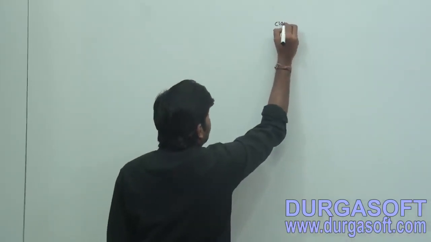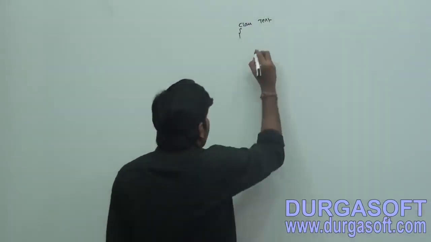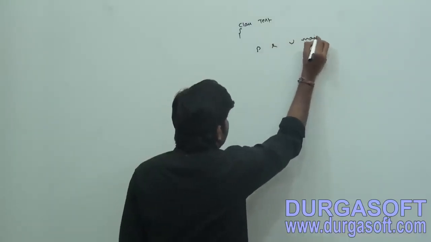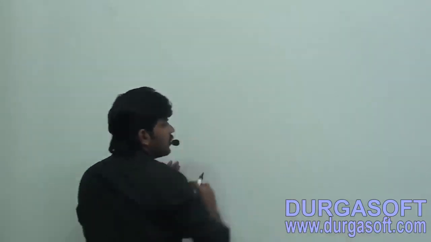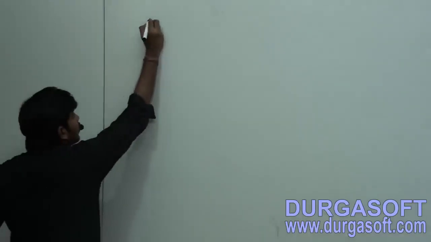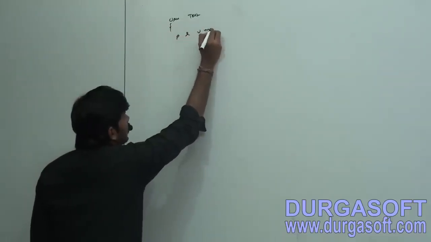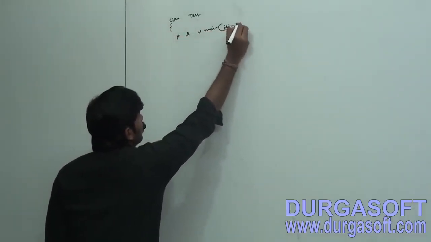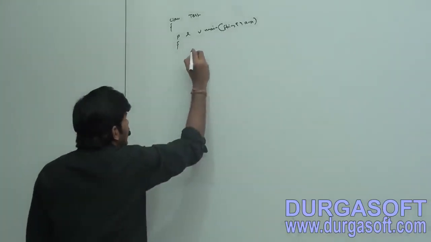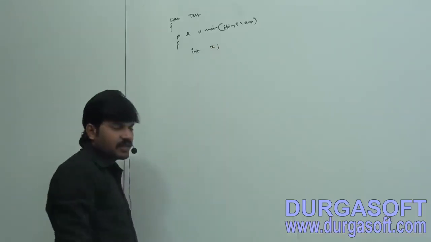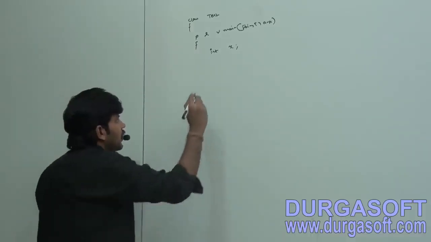Sir, I am taking class test, public static void main method, string array args. I want multiple examples. Inside it, int x. What is this variable? This variable is a local variable, because I am declaring it inside a method.